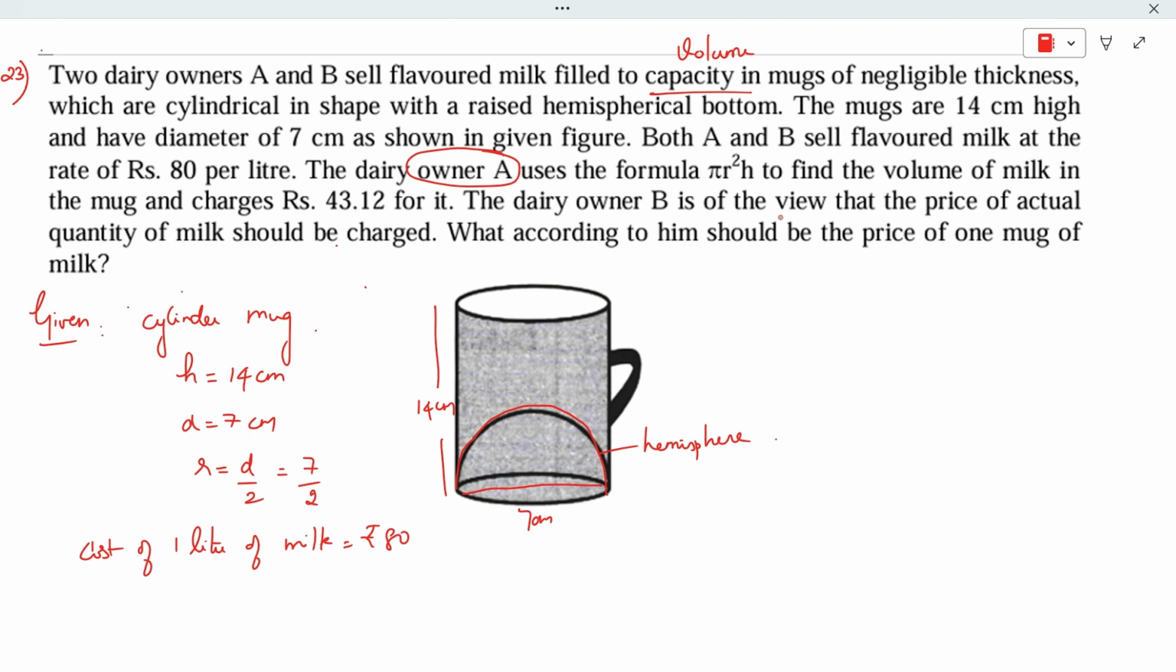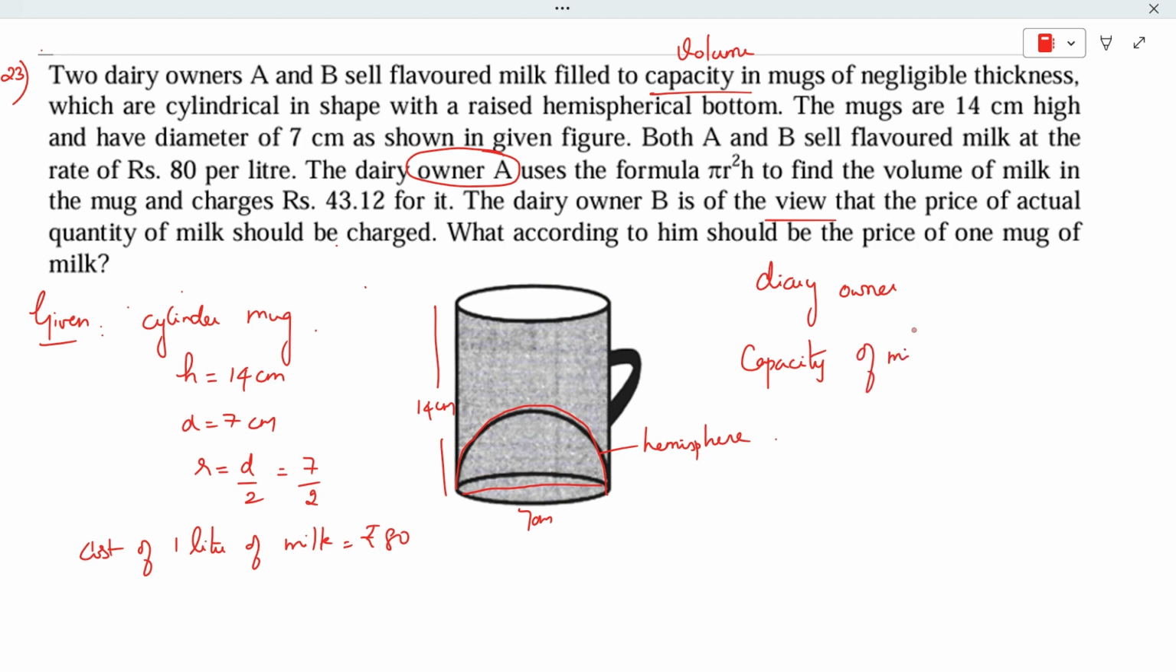Okay. So what is this view? Let us solve it. Dairy owner B's point of view is that it has a hemispherical projection, isn't it? So that is a raised hemispherical bottom, which means this hemispherical bottom will not hold the quantity of milk. Think of a flask where the hemispherical projection is inside. So the remaining portion will be filled with the milk, isn't it? So I know the capacity of milk it can hold.